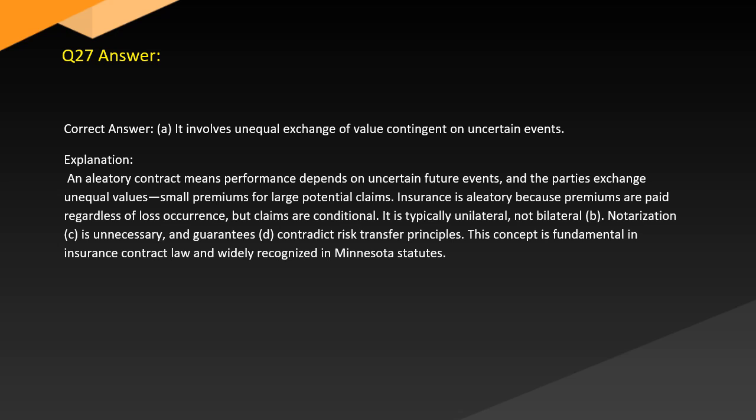Answer. Correct answer: A. It involves unequal exchange of value contingent on uncertain events. Explanation. An aleatory contract means performance depends on uncertain future events and the parties exchange unequal values: small premiums for large potential claims. Insurance is aleatory because premiums are paid regardless of loss occurrence, but claims are conditional. It is typically unilateral, not bilateral.